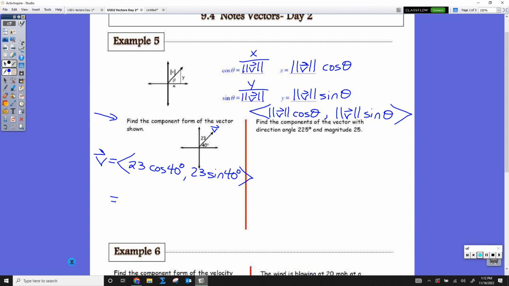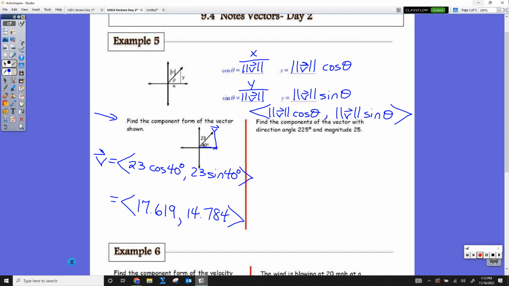Okay, what did y'all get for the horizontal component? 17.619. What about the vertical? 17.784. Is everybody getting the same answers? Sweet. So that's the component form for our vector. If 23 is the magnitude, what does this 17.619 represent? The x, how far we went to the right, right? What's this 17.784? How far up. It's our triangle.